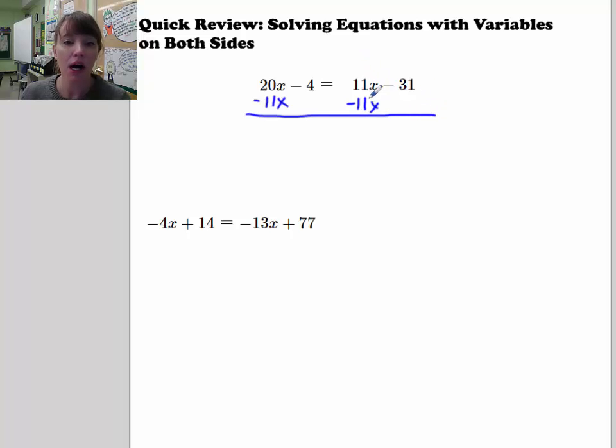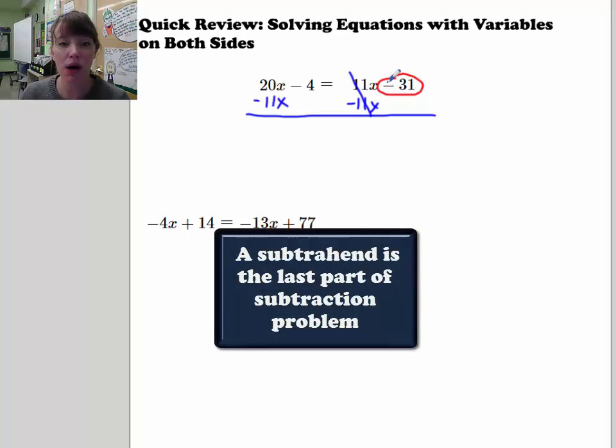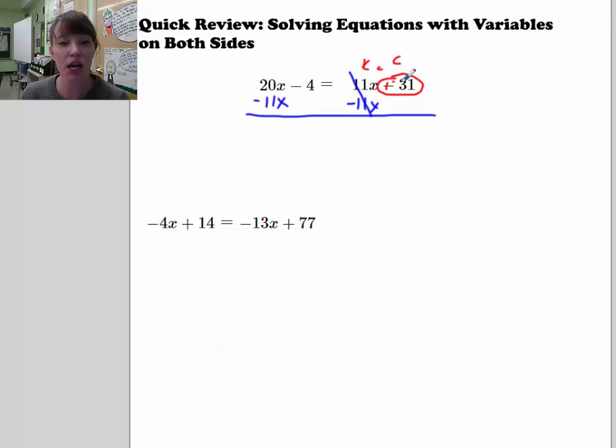Okay. Now, when you do this, it cancels out the 11x, and what you have to be careful of is that this right here can be read as a negative 31. That's sort of a shortcut, because I can't actually leave a subtrahend without a minuend. So what I would actually do is use KCC, turn this into addition, and make this a negative 31. So what's left on the right-hand side is a negative 31.